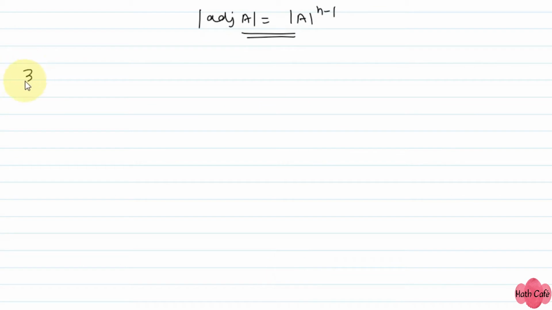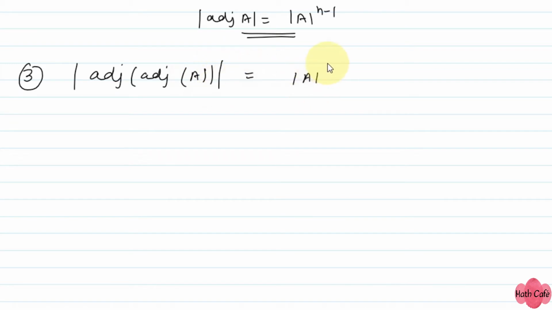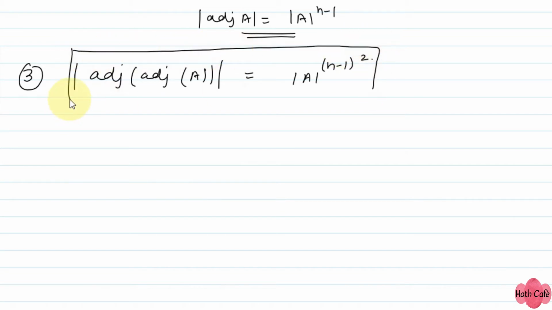So here the third property is: determinant value of adjoint of adjoint of A is equal to determinant of A power n minus 1 whole square. Alright, this property is also essential. So let's see the proof of this property. Here also n is the order of matrix A. Alright, let's see the proof of this property.